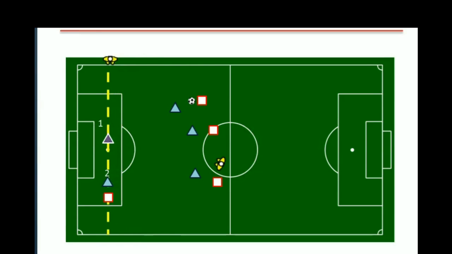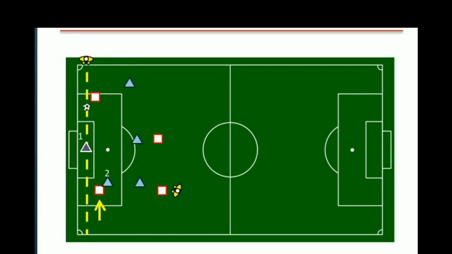In this situation, the attacker is even with the last two defenders. This is not offside position, regardless of which one of these two defenders may be the second to last defender. If the attacker is even with both of them, he is not in offside position.